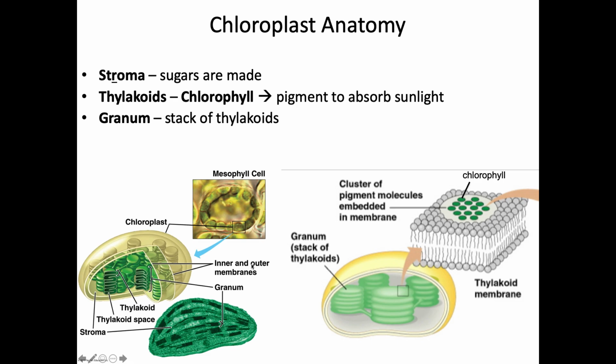Okay, so let's go back to this thylakoid membrane. Here we have another picture of a thylakoid. These membranes have embedded in them these pigment molecules. These pigment molecules, especially chlorophyll, absorb sunlight energy to start the process of photosynthesis.